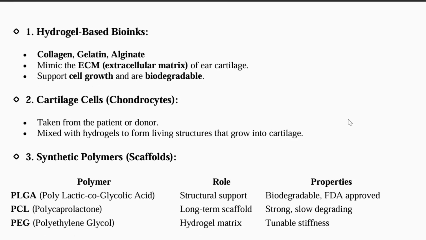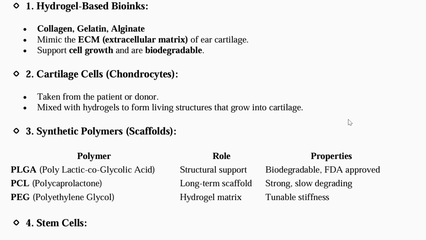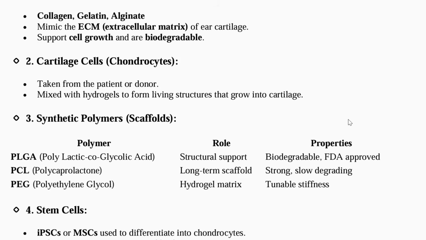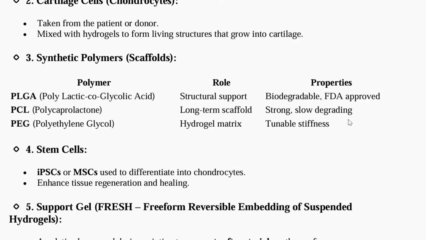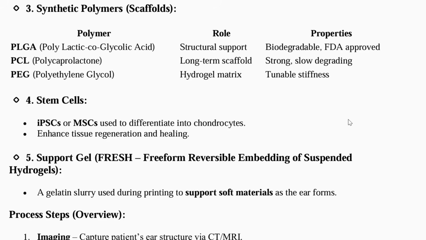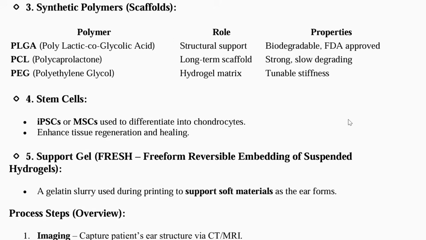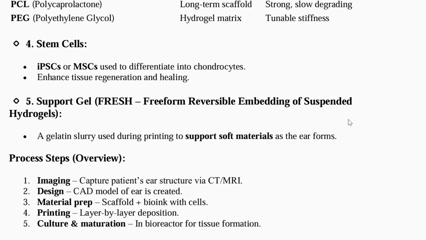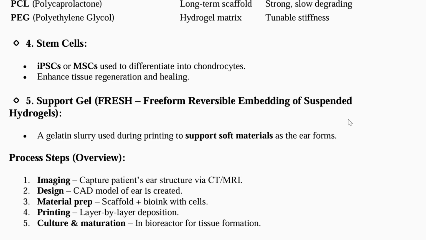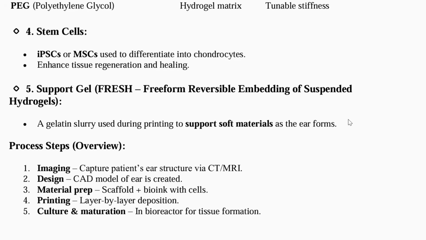Cartilage cell, we use chondrocytes. It is taken from the patient or the donor, mixed with the hydrogels to form living structures that grow into cartilage. Synthetic polymers, we use PLGA, PCL, and PEG. Stem cells, this enhance the tissue generation and healing. Support gel, we use a fresh named gel. So it is a gelatin slurry used during the printing to support the soft materials as the ear forms.